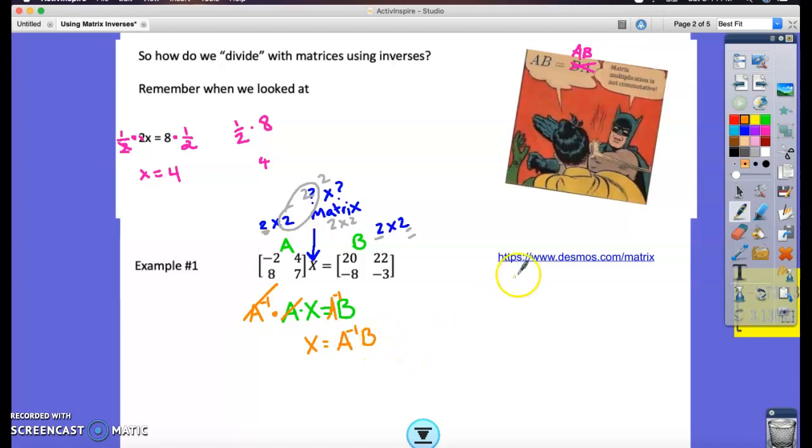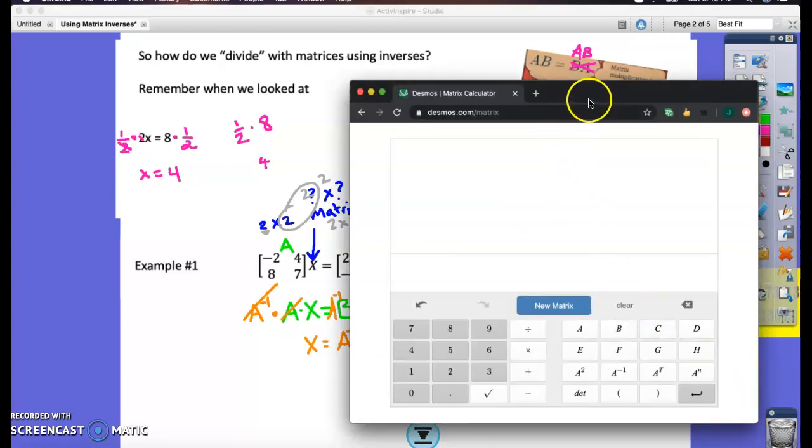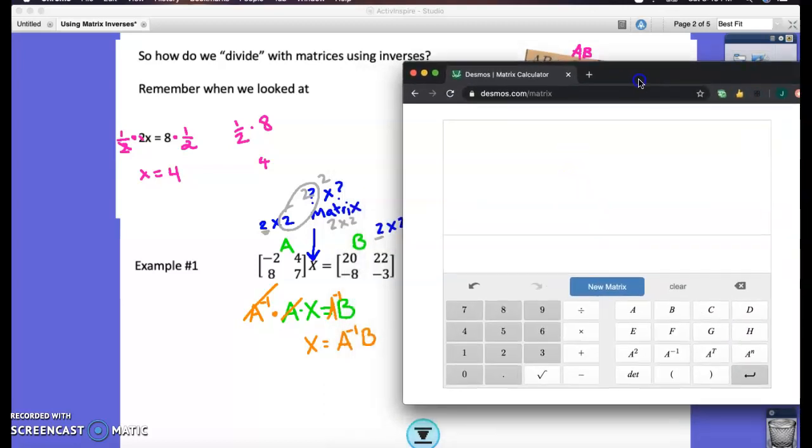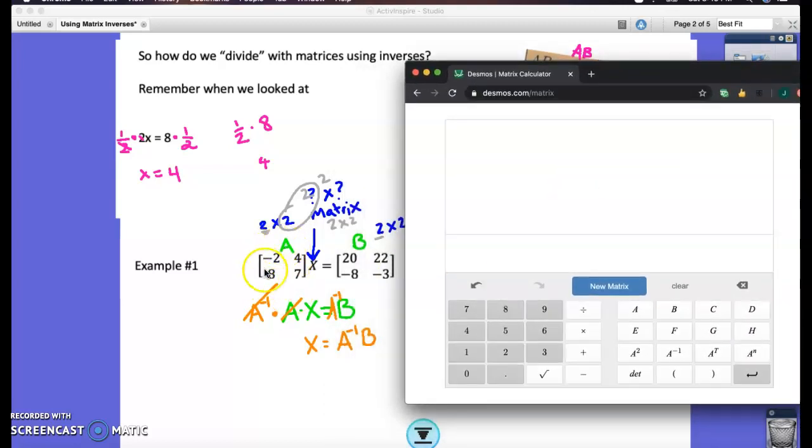So at this point, we're going to go right to the calculator. It's going to be great. So we're going to go to our Desmos matrix calculator. And I've kind of minimized mine a little bit so I can move around my screen. I'm going to identify matrix A. So I'm going to input a new matrix.